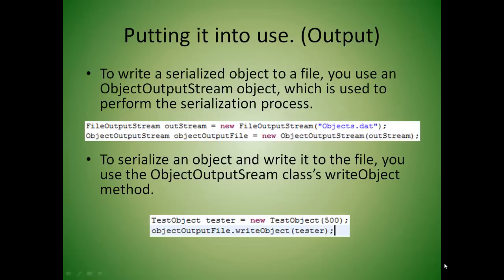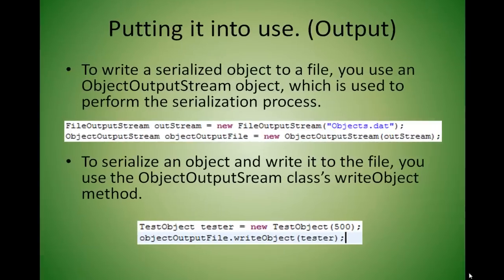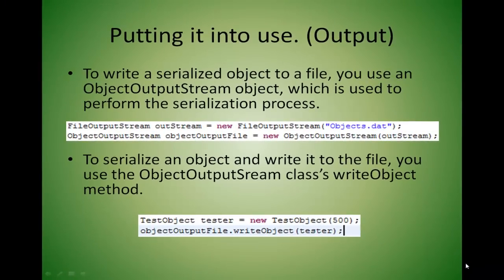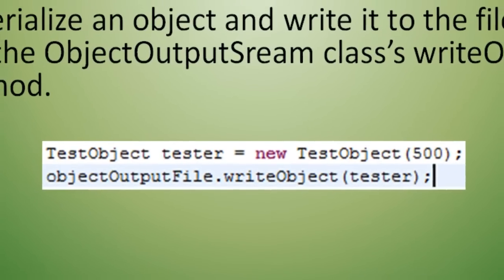To write a serialized object to a file, you must use the ObjectOutputStream, which is used to perform the serialization process. To serialize and write an object to the file, you use the writeObject method, as shown here.